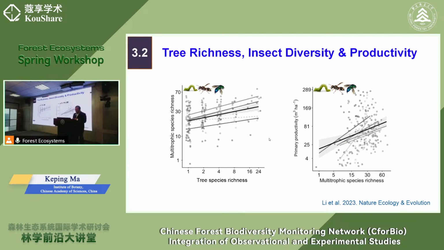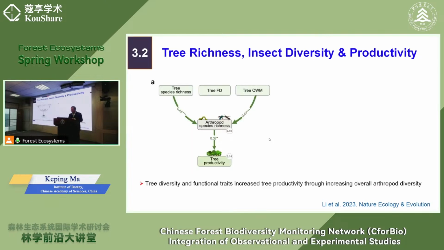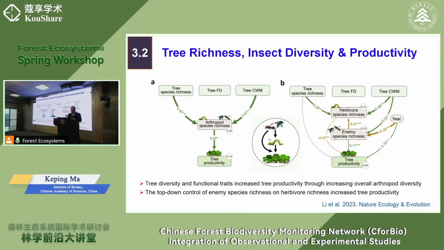Multi-trophic species richness has a positive relation with tree species richness, and further, multi-trophic species richness has a positive relation with primary productivity. And we also tried to analyze the relationships among different taxa or trophic levels. We divided the insect part into two different trophic levels: one is herbivores, another is the enemies of herbivores.